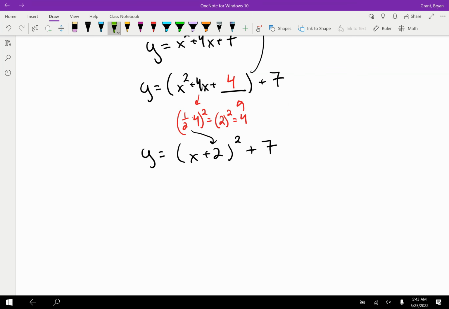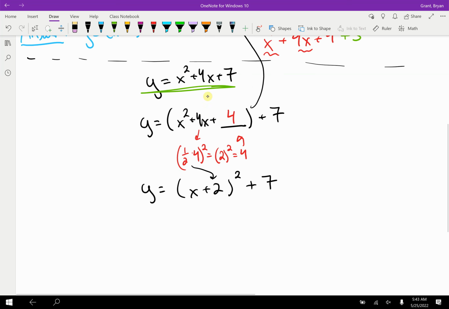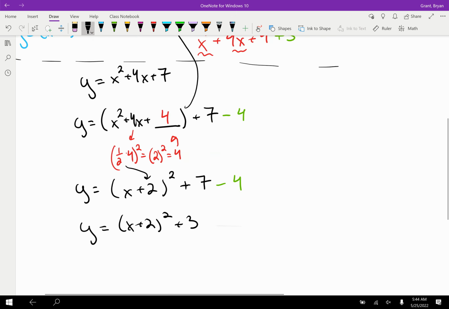But we're not quite done, because we know this isn't the right answer. And the reason it's not the right answer is because up here we just randomly added 4 to the right side of the equation. And that causes our equation to become unbalanced. So to keep everything balanced, if you add 4, you do need to subtract 4 from the same side. Add 4, subtract 4. That keeps everything balanced. And so, as we simplify this down, we get x plus 2 squared plus 3. Ta-da!